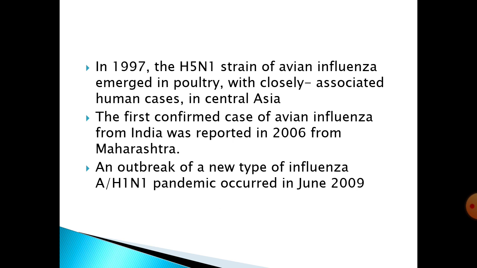In 1997, the H5N1 strain of avian influenza emerged in poultry with closely associated human cases in Central Asia. The first confirmed case of avian influenza from India was reported in 2006 from Maharashtra. An outbreak of a new type of influenza A H1N1 pandemic occurred in June 2009.